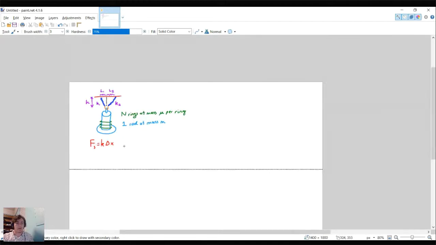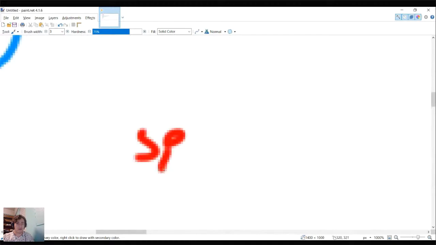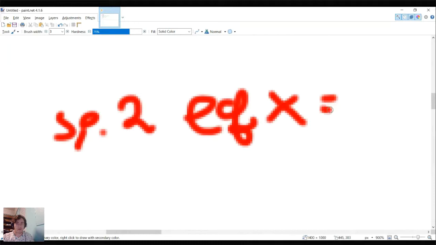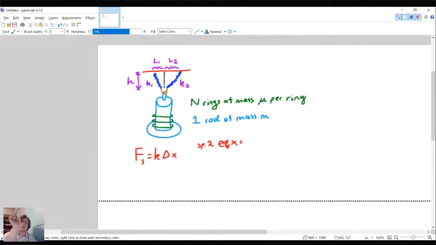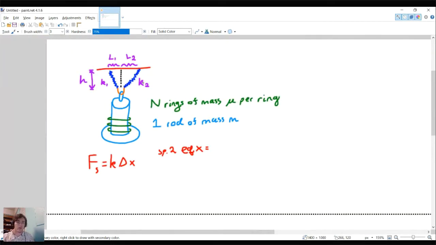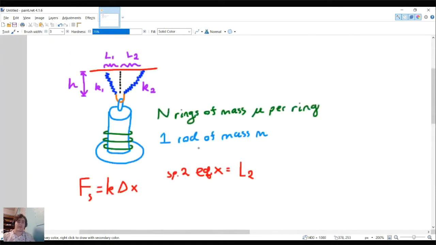So what we're going to assume is that for spring 2, the equilibrium position is just equal to this length. We're assuming negligible horizontal oscillations in the rod, which means that the spring strengths are approximately equal, which makes a little bit of sense. In a lab, they're not going to be orders of magnitude apart. So the equilibrium position for spring 2 is just going to be L2. We're assuming this thing falls straight down, and we're assuming the spring is perfectly laid flat.